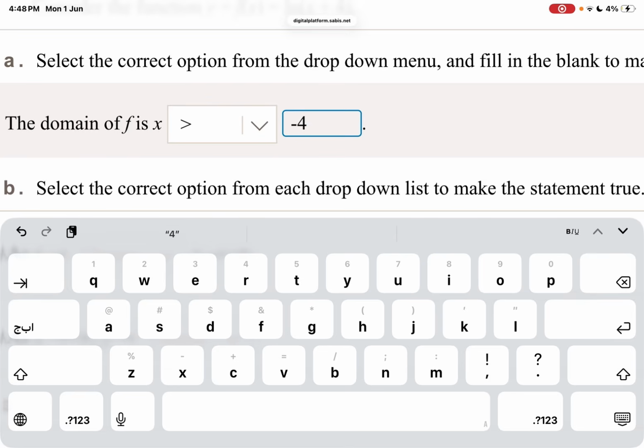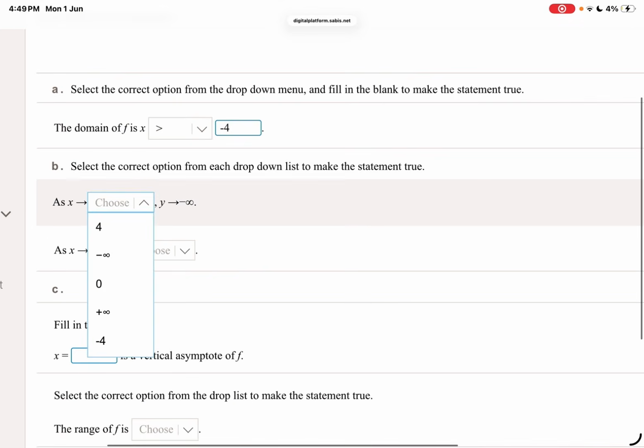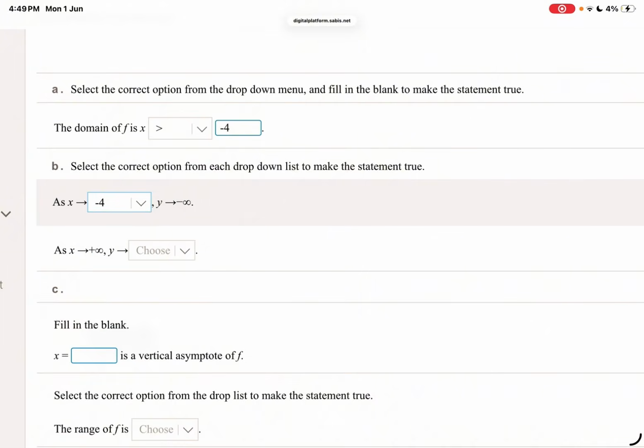And in our exam today, it was negative x is greater than negative 4. To cancel out the negative, you remember in grade 9, we have to change the sign to the opposite side. Okay, and then part B, you always take the x value.